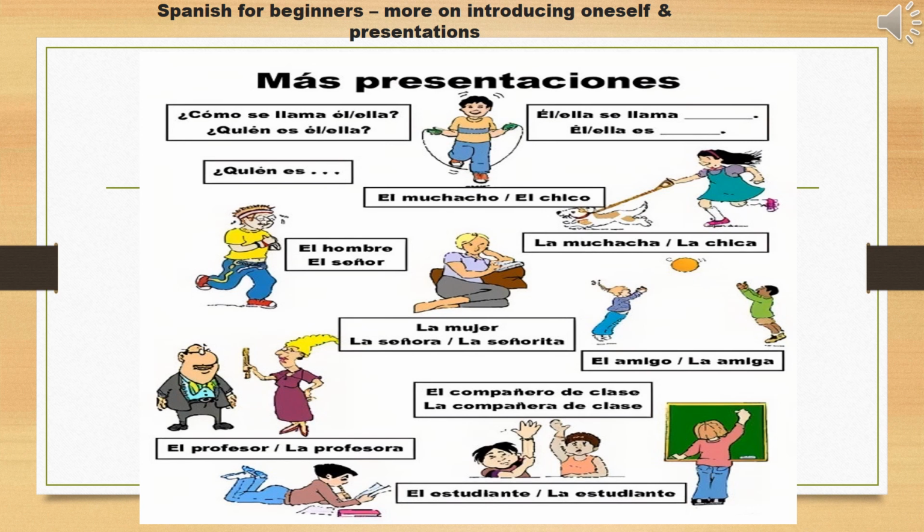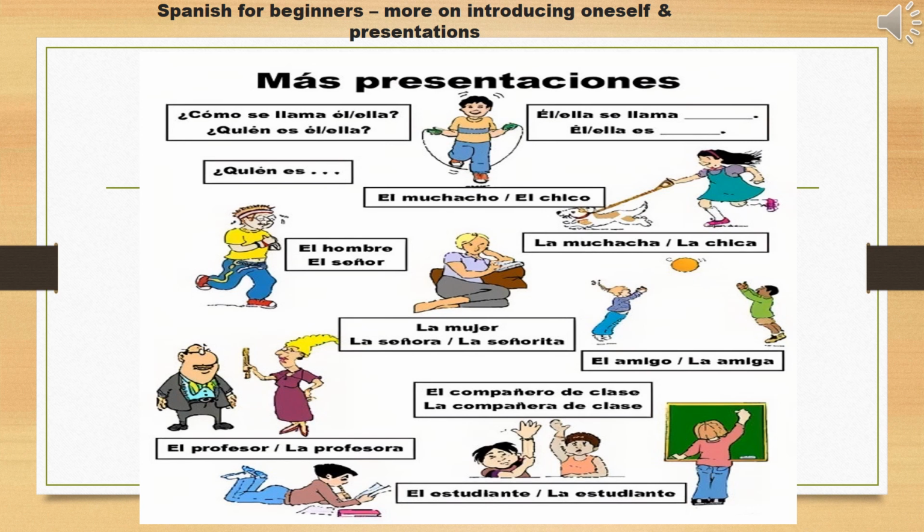¿Quién es él? ¿Quién es? ¿Quién is who. Who is he? ¿Quién es ella? Who is she? So when you go down there, you see ¿quién es? Like a question, if you want to ask it, ¿quién? For example, if I tell you ¿quién es? it is who is he? ¿Quién es él? Who is he?